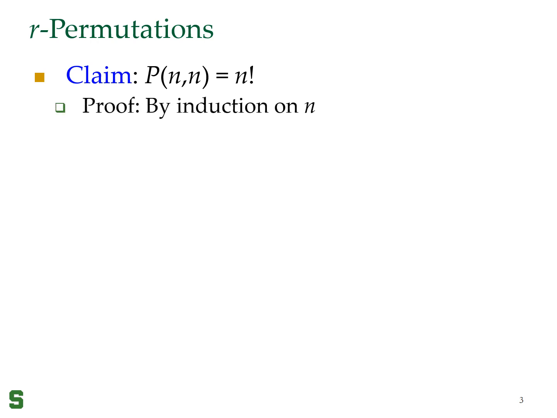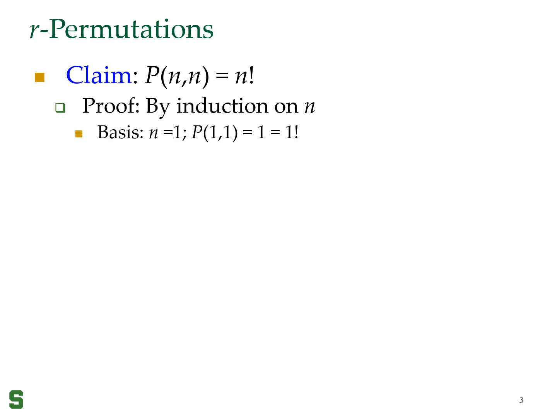The next observation is to compute r permutations. One observation here is P of n comma n. That means I have n objects and I need to arrange all n objects in some order. This is going to be n factorial. We can prove this by induction on n.